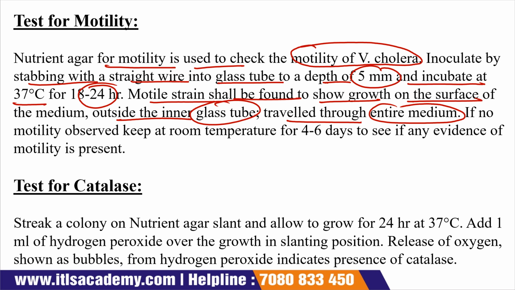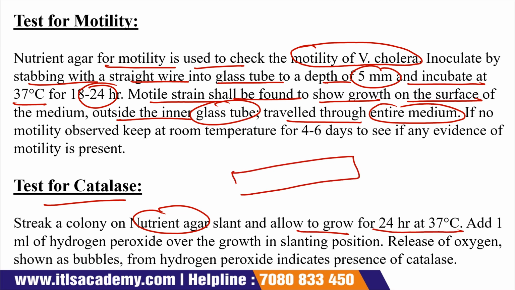Then we perform a test for catalase. It is very easy. We take a streak on a nutrient agar slant and allow it to grow for 24 hours at 37 degrees Celsius. Then we take a slide. Now on the slide we put a culture. Then after that we put hydrogen peroxide. Okay, if the catalase test is positive, then bubbles are shown and it will indicate the presence of catalase. This is how we perform the catalase test.